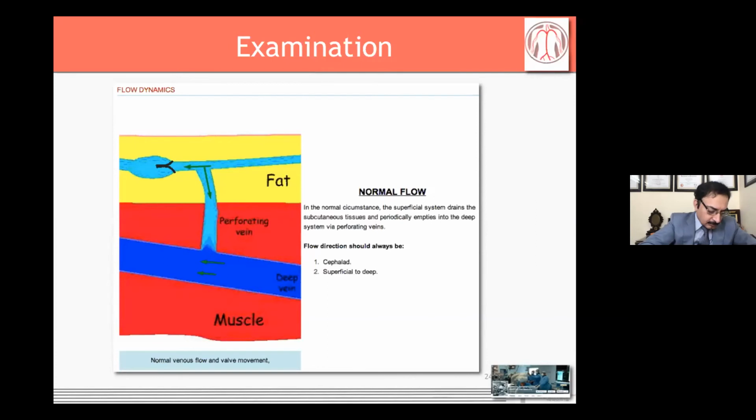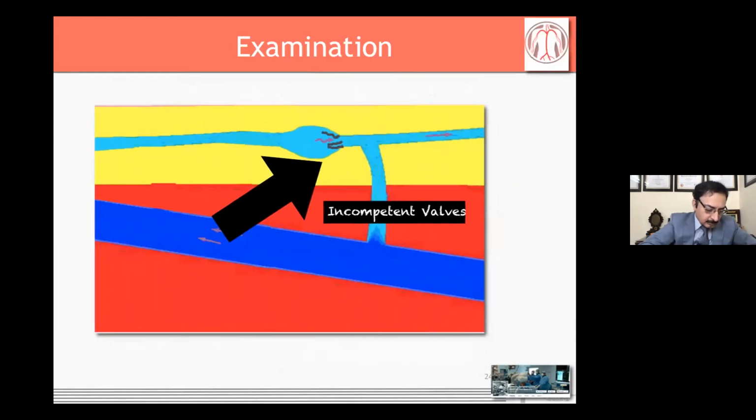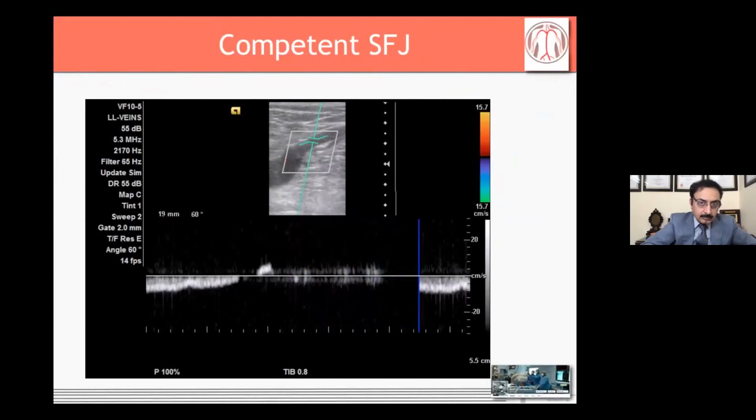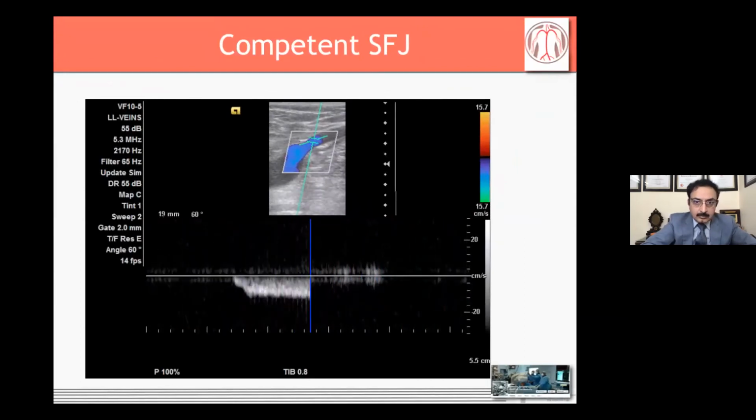Coming to the perforator, what we look for is the diameter and the flow pattern, whether it is from superficial to the deep, and whenever the patient does a Valsalva, whether it goes into a bidirectional flow. That is again important to call it an incompetent perforator. So this is a video clip where we have demonstrated how to look for an SFJ reflux. So it's a saphenofemoral junction reflux.